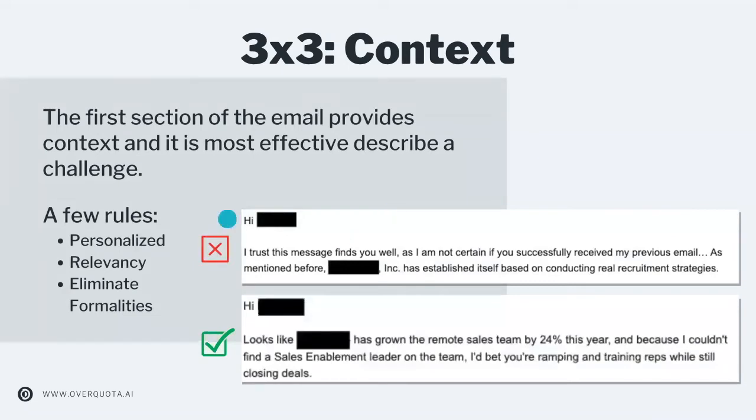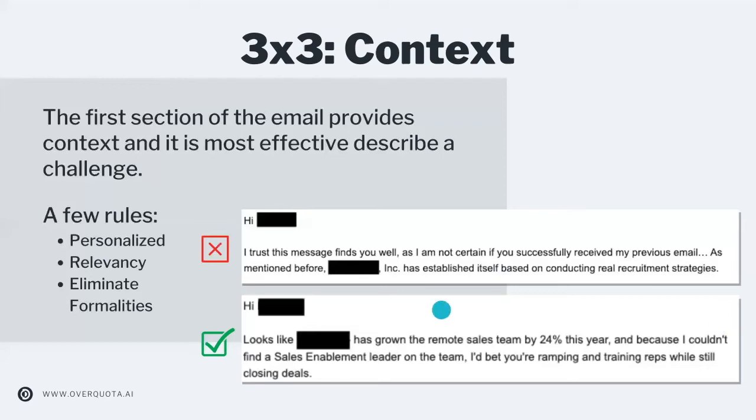Email number 1: "Hi prospect, I trust this message finds you well as I'm not certain if you successfully received my previous email. As mentioned before, Company Inc. has established itself based on conducting real recruitment strategies." Email 1 is wasting valuable space with the "I trust this finds you well" formality. Then instead of providing relevant context, it references other email attempts and that this is an additional interruption to my inbox. Lastly, it attempts a short pitch, but at this stage, I could care less because I have no context.